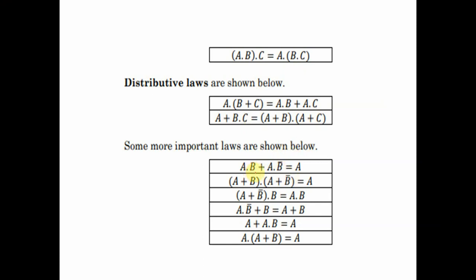The first law is A dot B plus A dot B bar. Now how to prove it? This one is your LHS side, and this is the RHS side. The LHS side is similar to the RHS side. How is it proved that the LHS side and RHS side are equal?